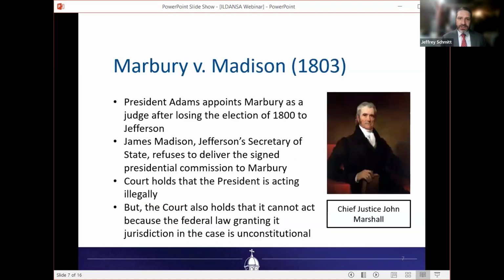This really starts in 1803, right? The Constitution is ratified in 1788. So not too long after ratification, right? Very early history.